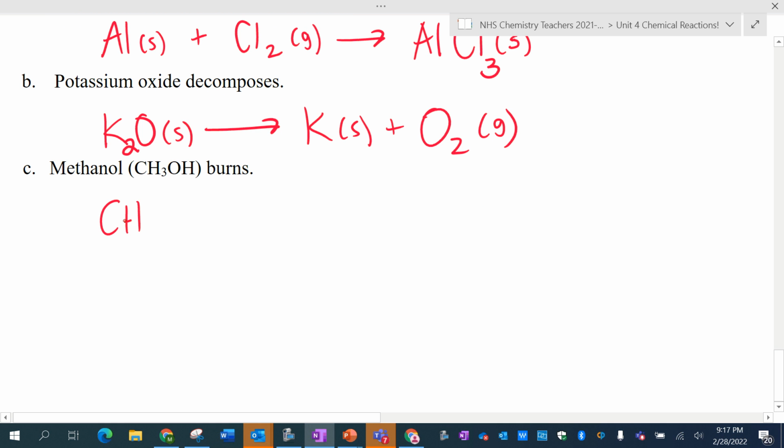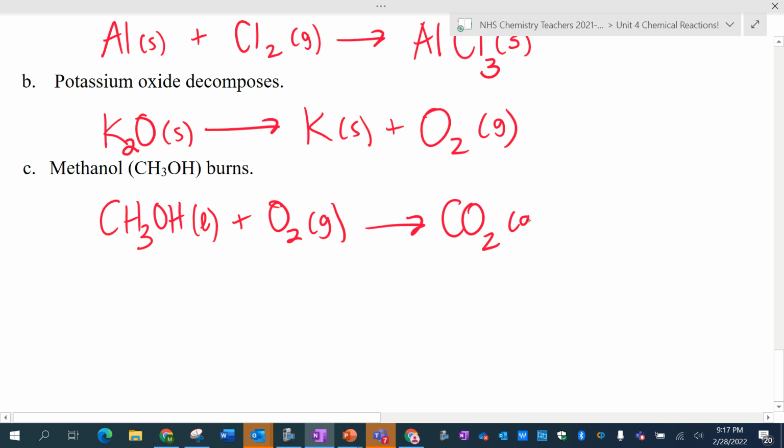And methanol, CH3OH, is a liquid. And if it burns, it's combining with oxygen gas. And the products are always CO2 and H2O. All right, that is it.